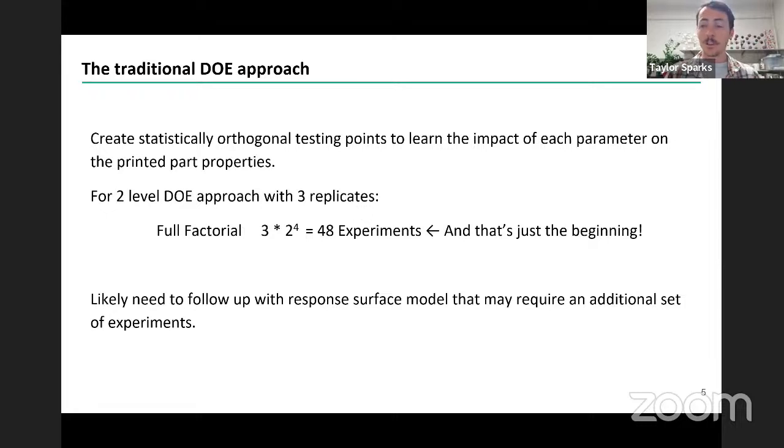So let's say that you do a really simple scenario, like overly simple. You're going to pick a low value and a high value of each parameter, and you're going to do 3 replicates. That already is 3 times 2 to the 4th or 48 experiments. And that's just getting started. Why do I say it's just getting started?